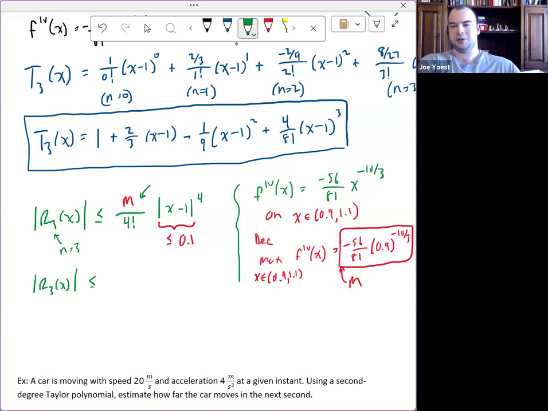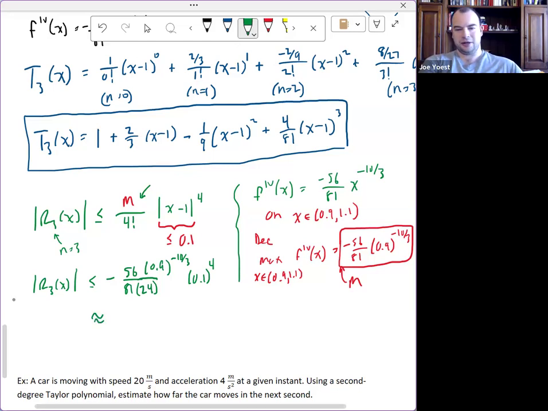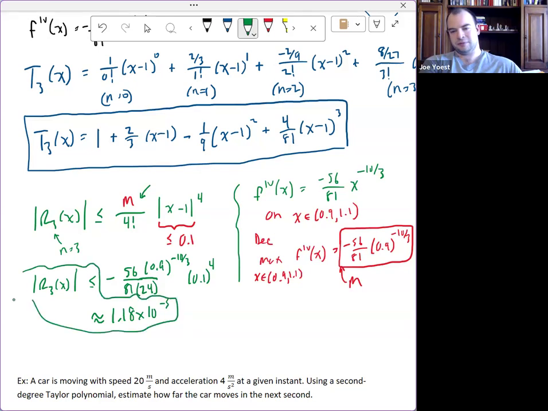So the upper bound for the error in this approximation is going to be negative 56 over 81 times 4 factorial. 4 times 3 is 12, times 2 is 24. We could probably simplify that fraction, but we're not going to end up with something nice at the end anyway. Times 0.9 to the negative 10/3, and then times 0.1 to the fourth, or you can write that as 10 to the minus 4. We might be able to do some simplification by hand, but I plugged this into the calculator and it's approximately 1.18 times 10 to the minus 5. So the error in the approximation, provided I only plug in x's between 0.9 and 1.1, will be bounded above by about 1 times 10 to the minus 5.